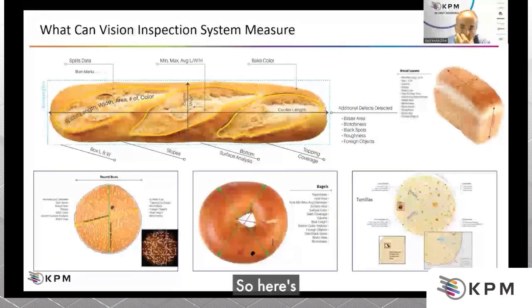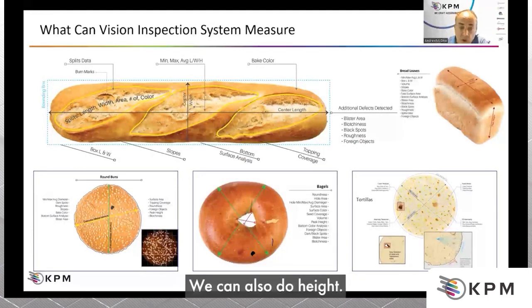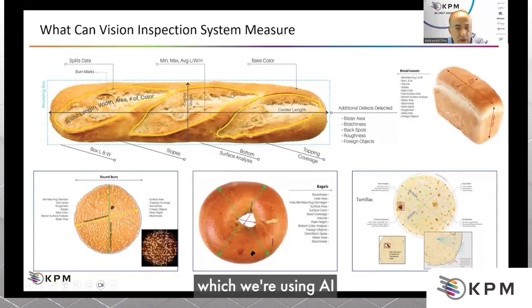So here's some examples of the different measurements that we can do. Obviously, we can do diameter, length, and width. We can also do height, but you can see some sophisticated measures here, again, which we're using AI to help us with. We can be measuring on a baguette, the scoring. Is it in the right position? Is it the right length? Is it opening up appropriately? Is it deep enough?